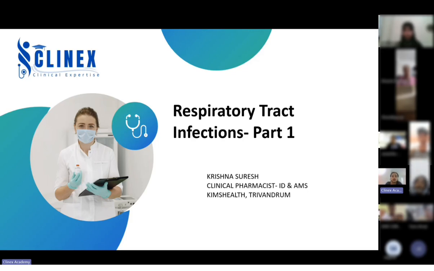So from today onwards, we are moving on to our infectious diseases part. We'll be focusing on infectious diseases. Till now, we were discussing the basics of microbiology and the basics of antibiotics. From today onwards, we'll be dealing more with the infectious diseases, the different infectious syndromes.